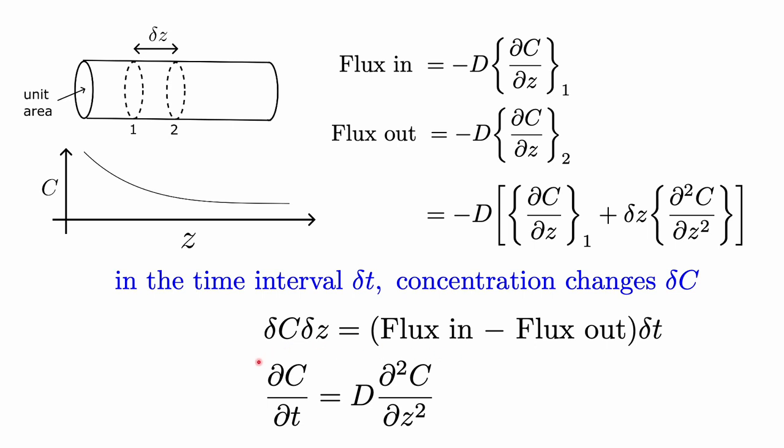And this here is known as Fick's second law of diffusion, which defines diffusion in a non-uniform concentration gradient. How the concentration at a particular point changes with time is given by the diffusion coefficient times the way in which the gradient actually varies with the distance z.